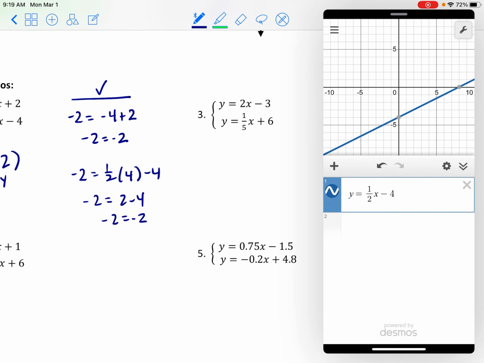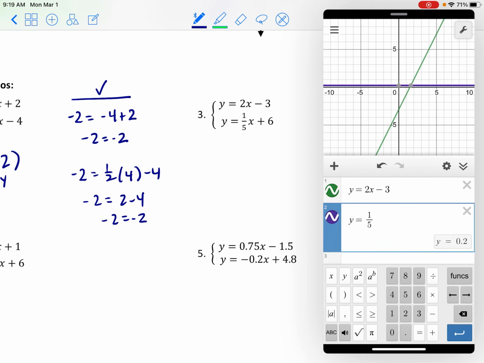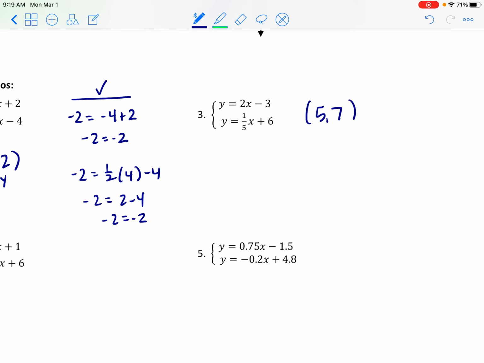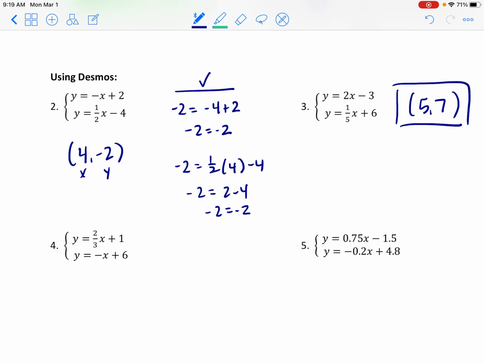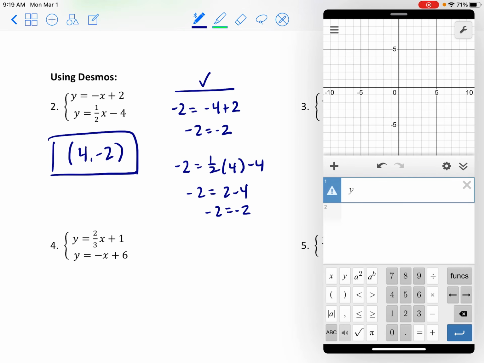Now let's look at the next one. Let's try this again. y equals 2x minus 3, and y equals 1/5 x plus 6. And there it is again, my solution at (5, 7). So (5, 7) is going to be the solution here. And let me box this in. That's my solution here. Now those two, if we were to graph by hand, I think they're both in graphing form, so that's kind of nice, and we can see the solutions are precise. So those probably wouldn't have been too terrible to do by hand, but it's just faster here, right?